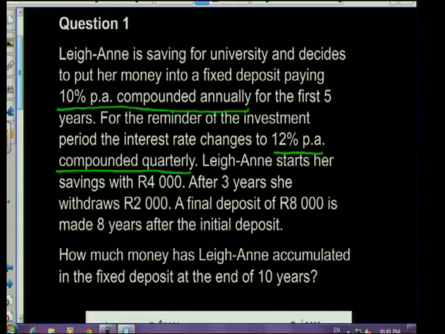Leanne starts her saving with 4,000 Rand, that's now. After 3 years, she withdraws 2,000. A final deposit of 8,000 is made 8 years after the initial deposit. How much does Leanne have after 10 years? Sure, there is a huge amount of information there. Some of it really valuable, and some of it is just incidental stuff that you don't need to worry about, like Leanne going to university. So you've got to learn to sift out what's important to get to the answer.